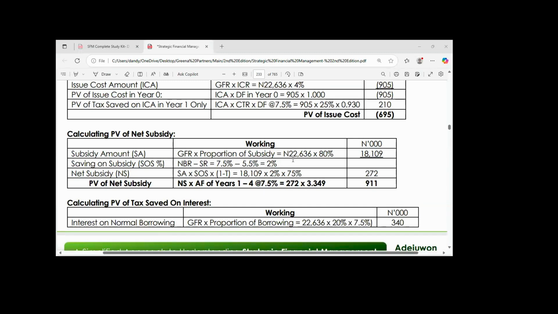So in this case, our discount rate is 7.5%. I would then say 1.075 raised to power, the useful life of this project is 4 years, so raised to power 4, minus 1, divided by 0.075. That's 3.349. That's how I arrive at this 3.349. Then you multiply with 272, we have 911. So 911 is the present value of net subsidy.